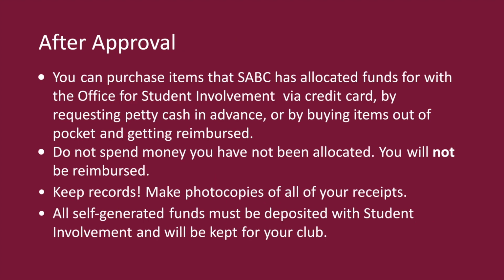Once you've been approved, you can purchase items that SABC has allocated funds for with the Office for Student Involvement via credit card, by requesting petty cash in advance, or by buying items out of pocket and getting reimbursed. Do not spend money you have not been allocated. You will not be reimbursed. Keep records. Make sure to always keep photocopies of all of your receipts. All self-generated funds must be deposited with student involvement and will be kept for your club.